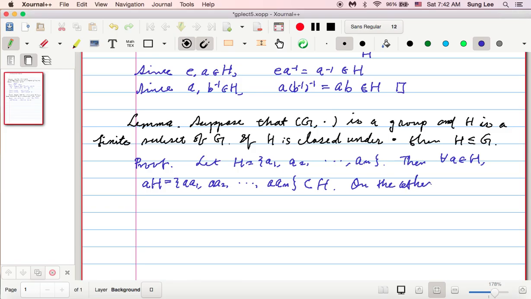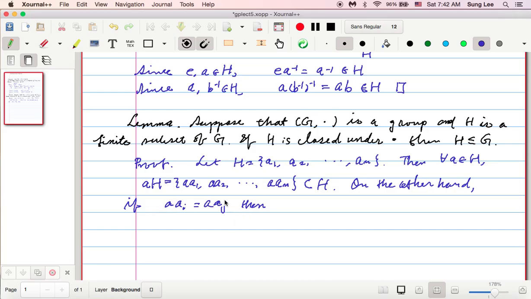On the other hand, if AI equals AJ, then A is also a member of the group, so the inverse element exists. Okay, we don't know whether A inverse belongs to H, but A inverse belongs to G, right?